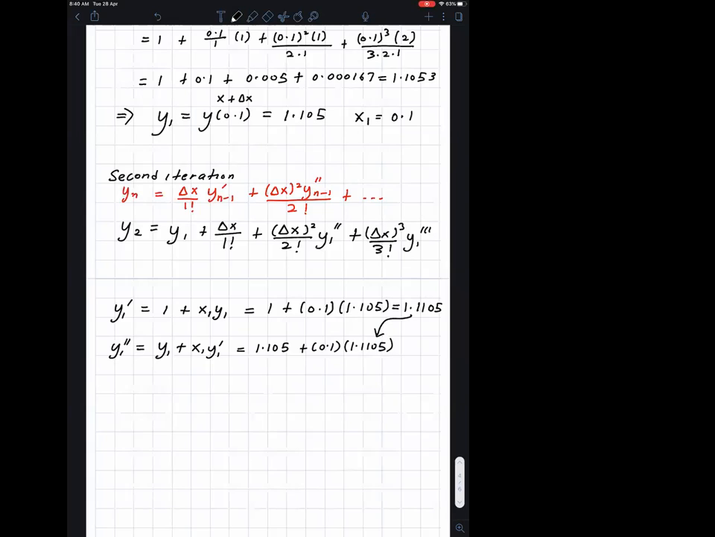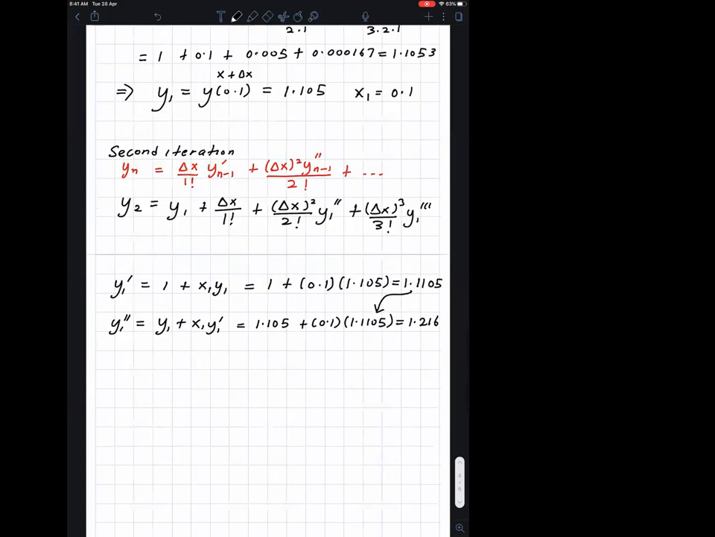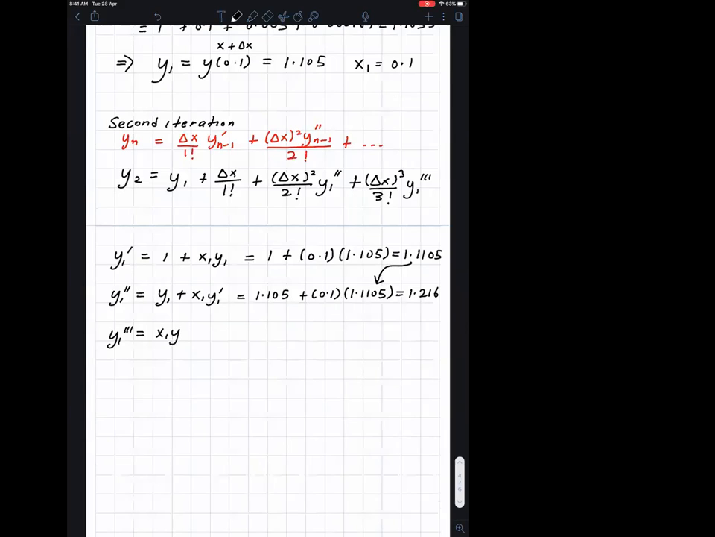Y1 prime will come from here. Y1 triple prime: X1 is 0.1, Y1 double prime is 1.216, plus 2 times Y1 prime, which is 1.1105. So that's going to give you 2.3426.